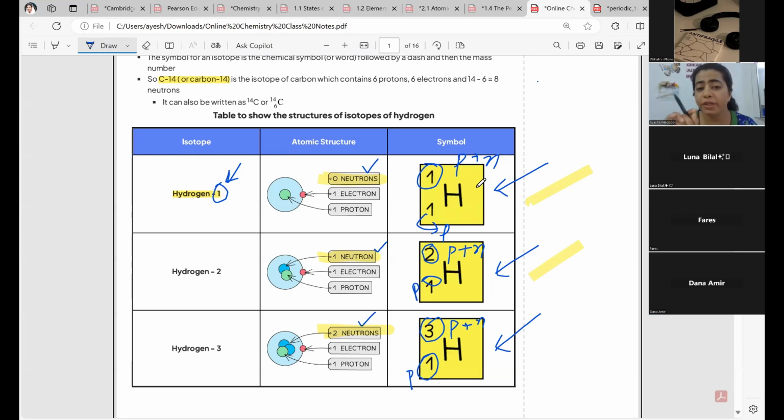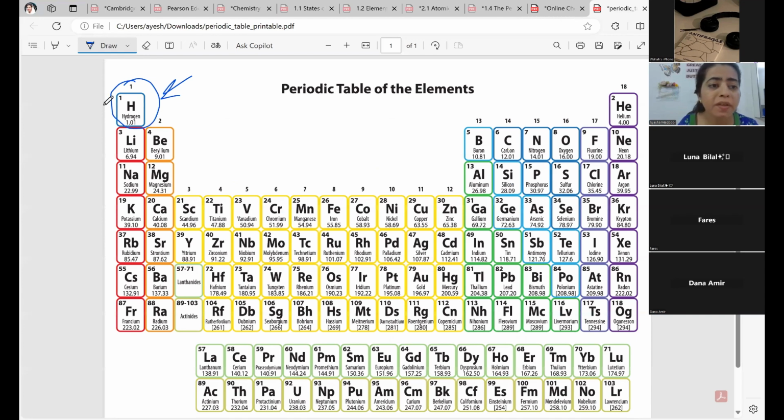Now, regarding your question, if you go to the periodic table, you can see hydrogen at the top having the proton number 1, right? And the mass number is 1.01. It's not 1, it's not 2, it's not 3. It's different from all 3 isotopes. This is basically an average of the 3 isotopes.